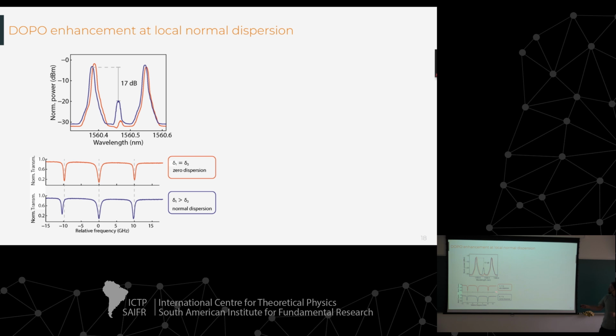The orange curve is when we have zero dispersion, so the three modes involved are equally spaced. In this orange curve, the amplitude of the oscillation is smaller. But when we go to the normal dispersion, where this distance is smaller than this distance here, we can achieve a much higher intensity of the central frequency, this nonlinear frequency here.